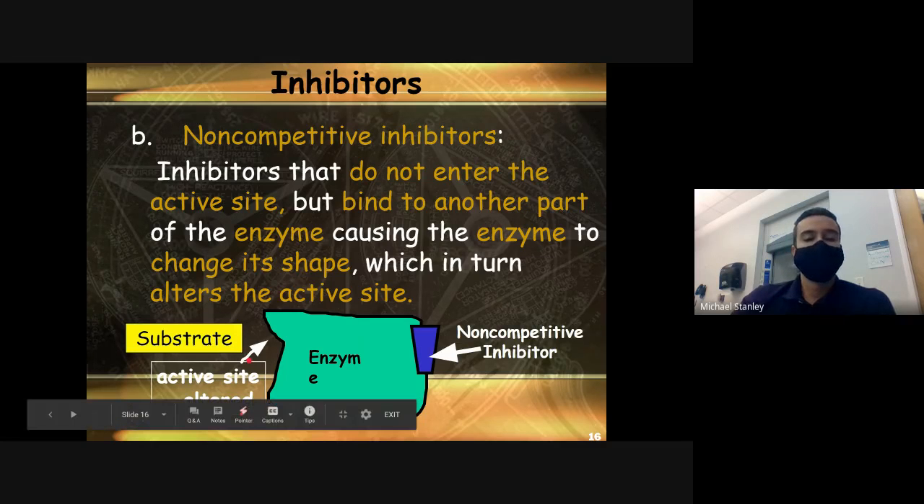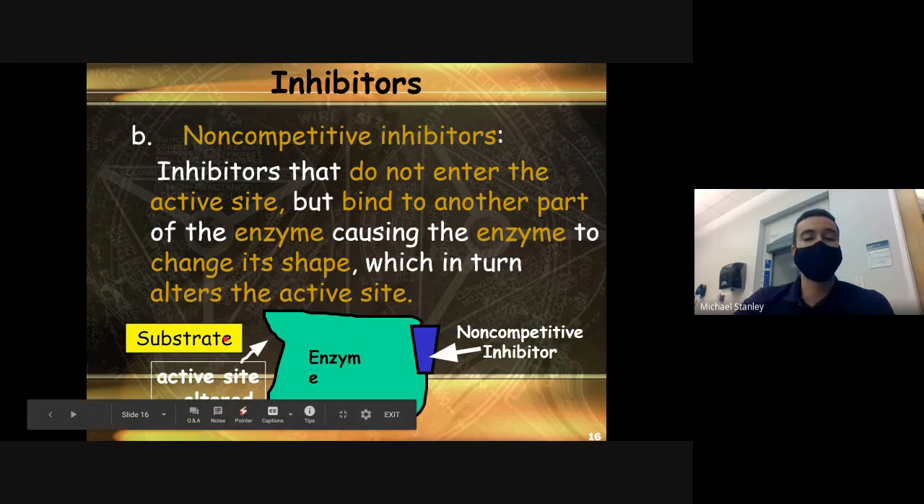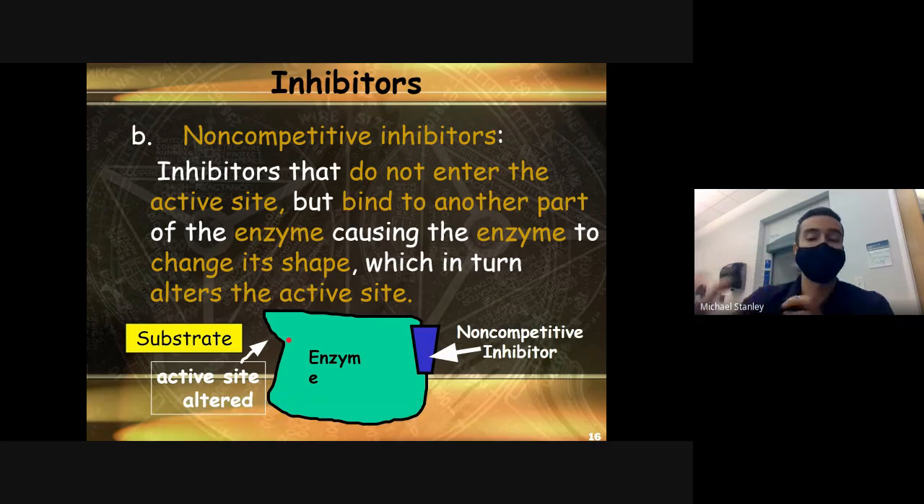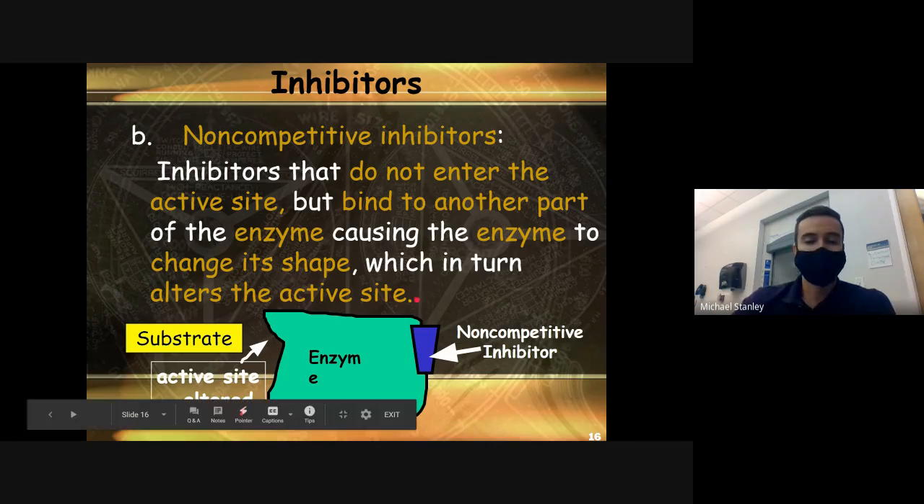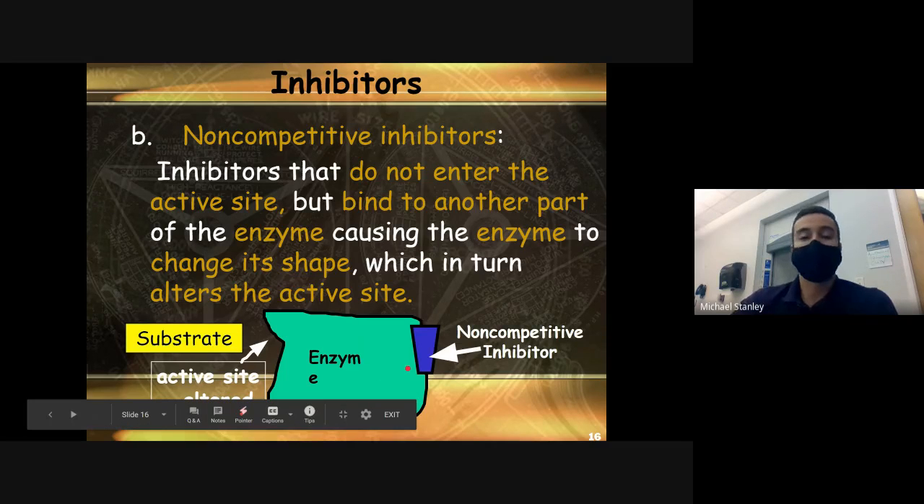So now, even though the active site is technically open, it's the wrong shape. The substrate can't bind there anymore because the active site is all messed up. It got twisted and turned around because this non-competitive inhibitor is over here bending the enzyme a little bit. So it's not trying to compete and go into the active site like the competitive one, but it is still messing up the enzyme.